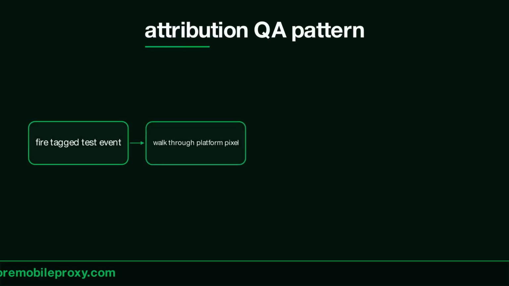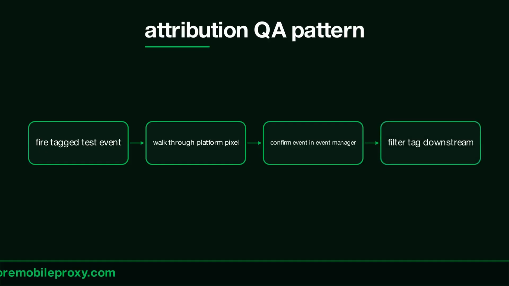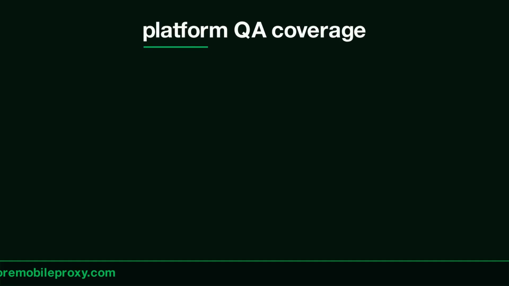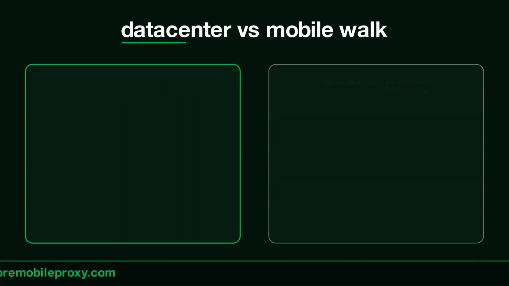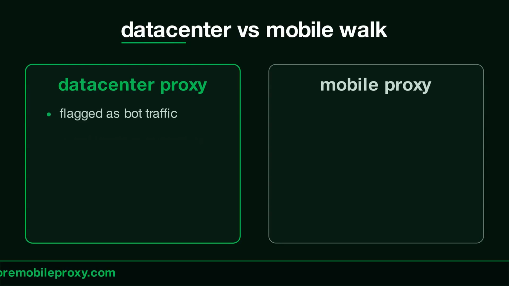Mobile proxies matter here because the pixel firing logic is sometimes UA or geo-conditional. A data center walk fires the pixel in a way that flags the test as bot traffic, and the event lands in a quarantine bucket you cannot see. The mobile walk fires the same way a real user would. As of May 2026, Meta and TikTok Events API 2.0 enforce tighter deduplication windows than their 2025 predecessors, which makes the tagged mobile proxy QA pattern more important, not less.